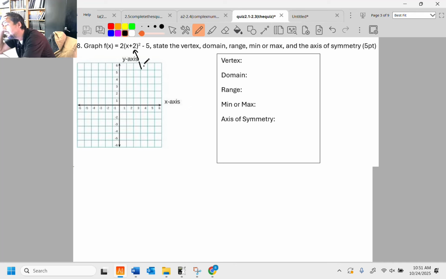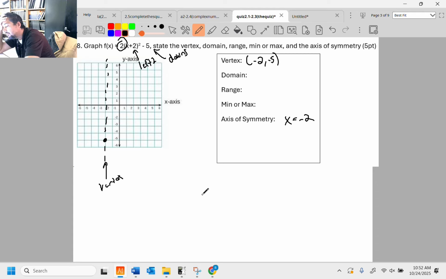Opposite of what's inside, left 2. Trust what's outside, down 5. Left 2, down 5. That's the vertex. A couple of kids plotted the point and then said the vertex was something else. Anyways, passing through the vertex is what you call the axis of symmetry, and it is literally at x equals -2, because that's the x value there.